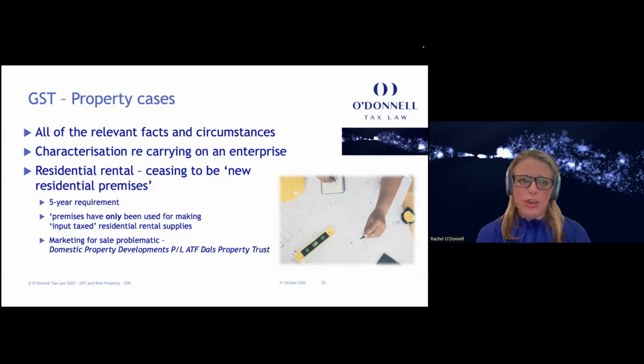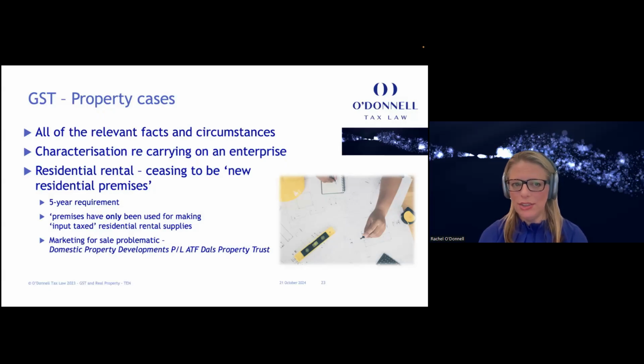So important to note that the property cases really turn on the evidence, and all the relevant facts and circumstances get taken into account. There's a number of cases on characterising whether the supplier is carrying on an enterprise. And as I mentioned, the property issue with the 5-year requirement to rent out, it's a hard 5 years, and your clients can give themselves problems if they're not actively renting it out for the whole of the 5-year period. In one of those cases, there was problematic marketing for sale. So there was a use that was for marketing for sale as part of that time. So caution on that one.